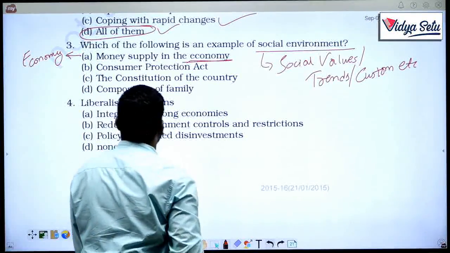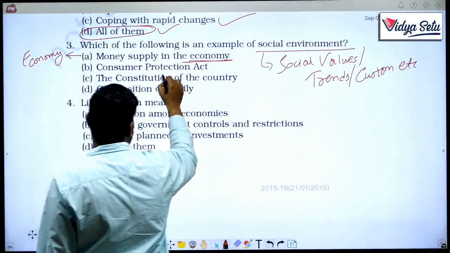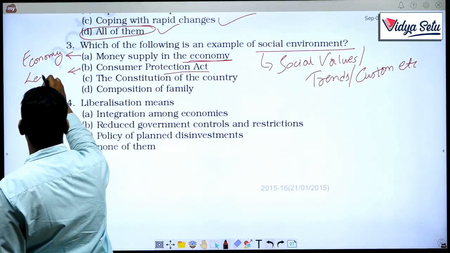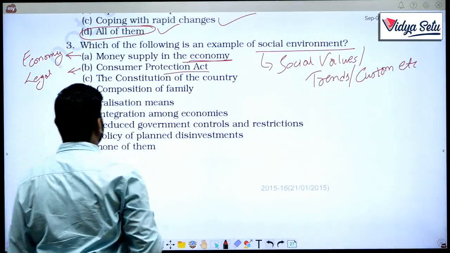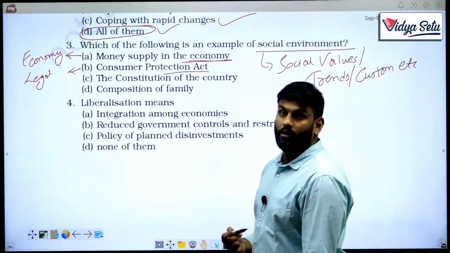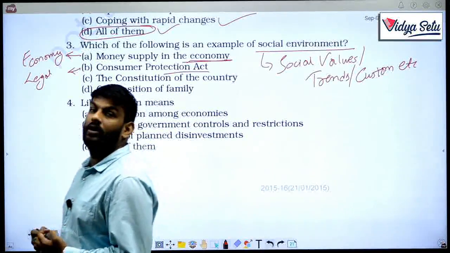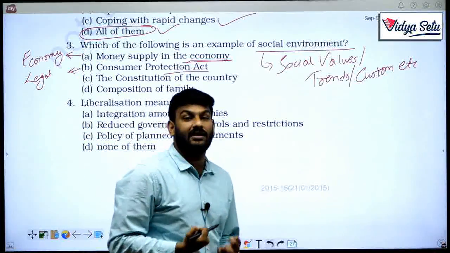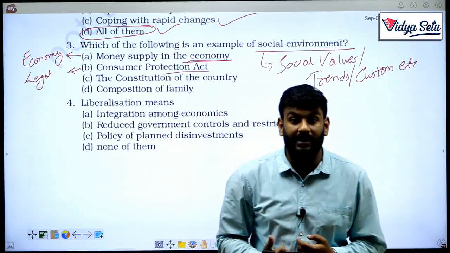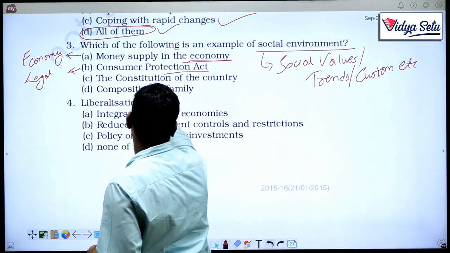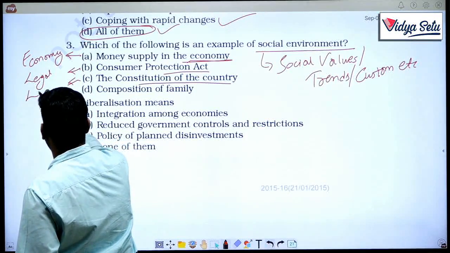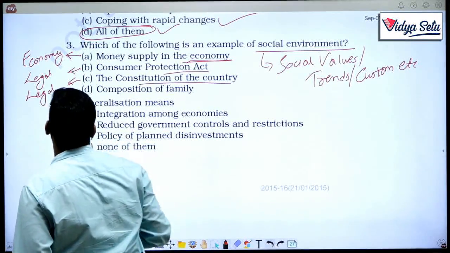Next is Consumer Protection Act. Some sort of rules and regulations come under legal environment. This is not the social environment. The constitution of the country always belongs with your country's economy as well as the country's rules and regulations. All the acts deal with this. So the constitution also comes under the legal requirement or legal environment.